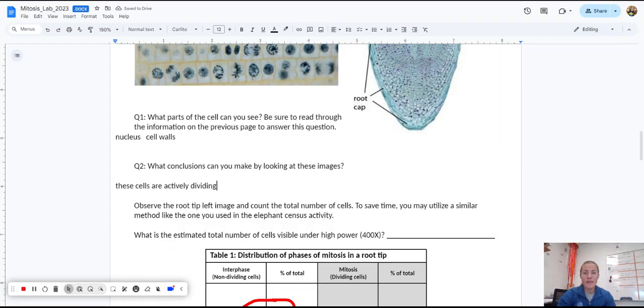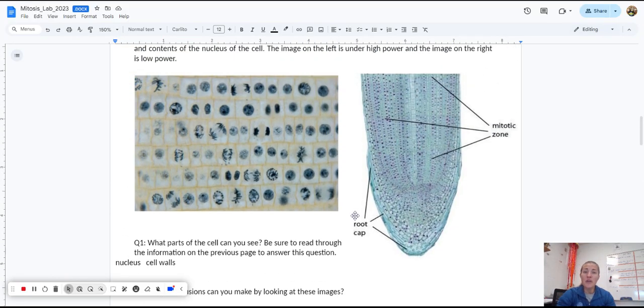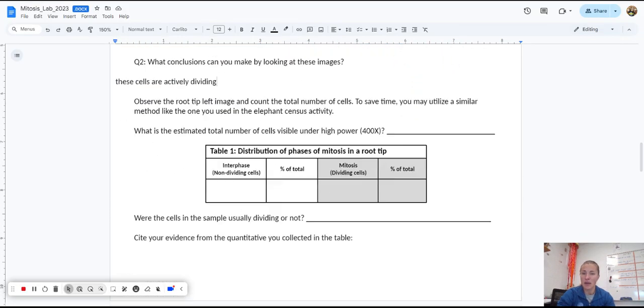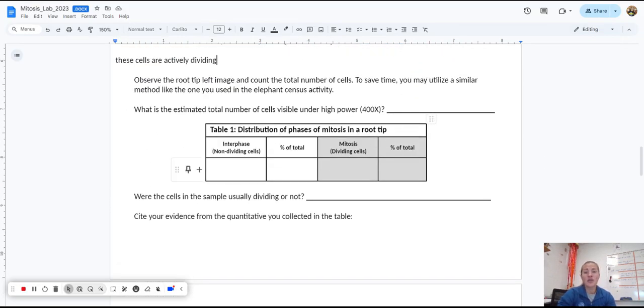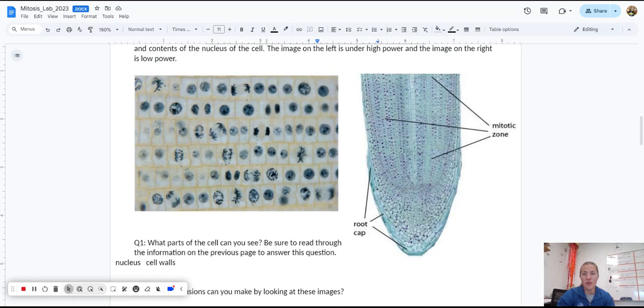So observe the root tip and then count the total number of cells. To save time, you may utilize a similar method like the one you did in the elephant census activity. So you can estimate, if you see here, we have these individual blocks of each of the cells, so you could count the number of cells across and then the number of cells up and down and multiply those out to come up with an about number or an approximation of the amount of cells in this image, okay? Down here, you are then going to count the number of cells that are not dividing and the number of cells that are dividing and come up with a percentage.